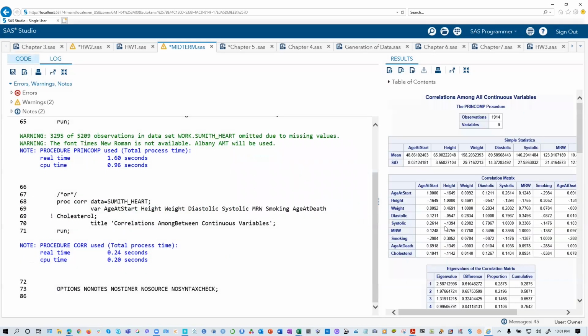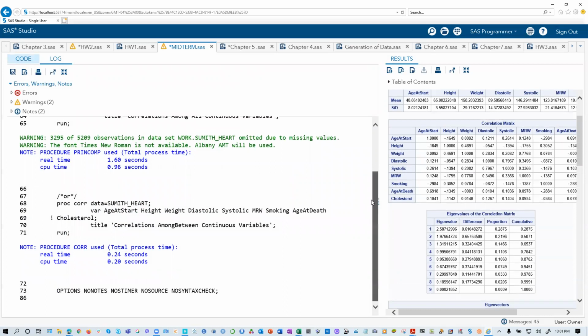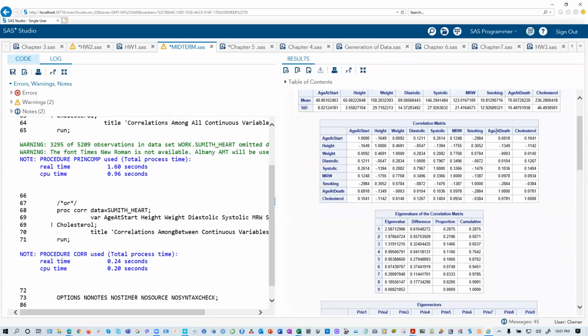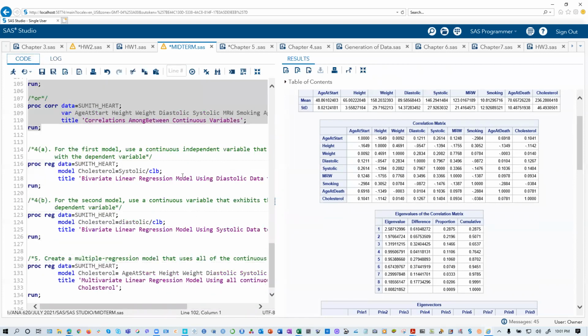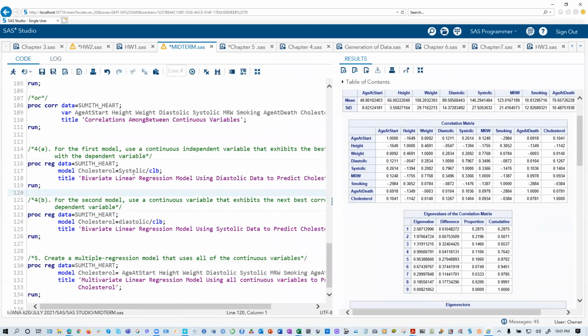And either way, using CORR or PRINCOMP, if you go ahead and look at cholesterol, which one has the highest correlation other than itself? Systolic at 14, next diastolic. The first one is 14.41, meaning about 14%, and this one 12%. So the first one should be systolic, the next one diastolic. So for the bivariate regression, cholesterol is regressed with the first one, systolic, and the other one, diastolic, because that's the highest correlation that they exhibit.